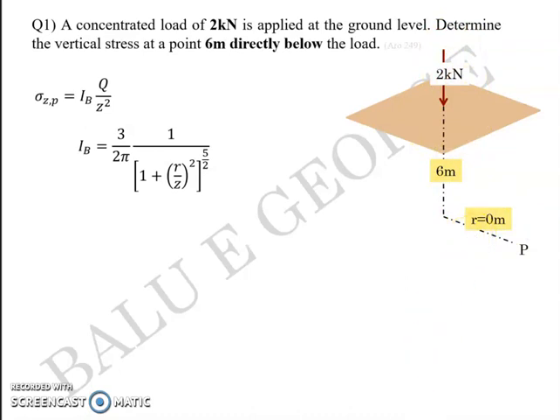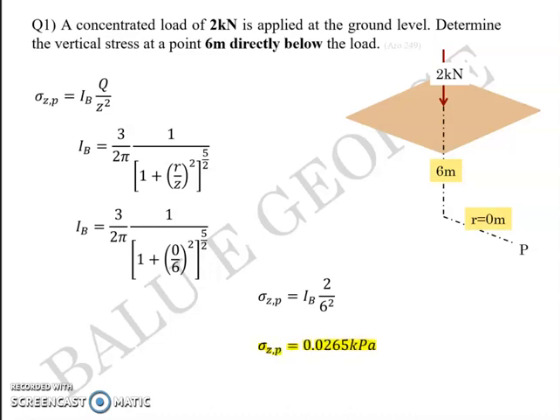So substitute that in the equation. In this equation I have substituted r equal to 0 and z equal to 6, and you substitute the value thus obtained of Ib into this equation, where Q is 2 kN, right? So substituting these three values into the equations that we know, you'll get Ib into 2 by 6 square, which turns out to be a value of 0.0265 kilopascal approximately. So this is the simplest question that you can expect from the Boussinesq equation.